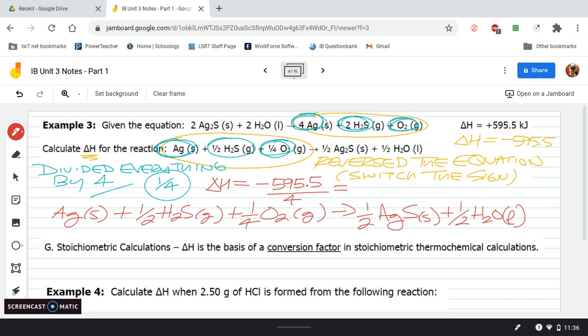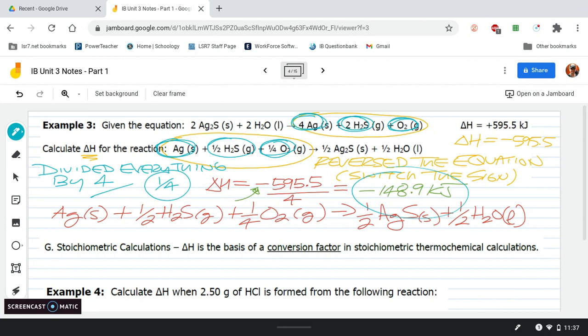Key thing is we've got to remember that this negative sign right there is really important. A lot of times what students get wrong on these is the sign. The sign is very, very important. So we're going to end up with negative 148.9 kilojoules. There's the answer right there. And hopefully you spotted that. Now, maybe you didn't. There were some tricks there.